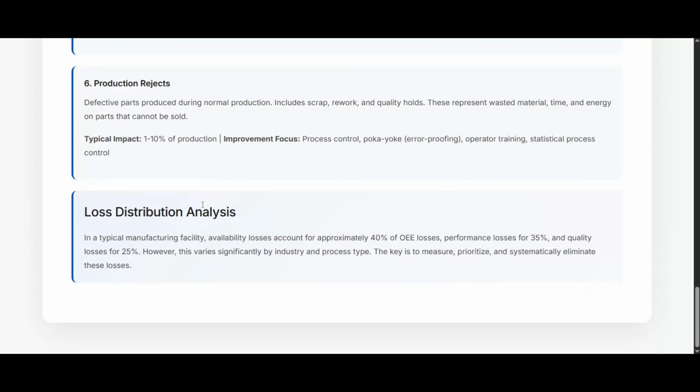Now, if you look at the bigger picture, in a typical manufacturing facility, availability losses make up roughly 40% of total OEE losses. Performance losses account for about 35% and quality losses around 25%. Of course, this varies depending on the industry and production type. But what matters is measuring and prioritizing. You can't fix everything at once, so start with the largest contributors to loss and eliminate them one by one. Everything takes time.